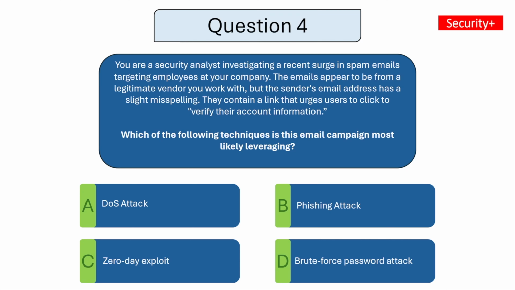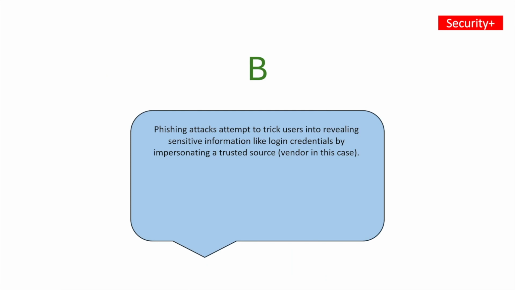Okay, so it's a pretty easy one here. So emails that appear to be legit but have misspelling and a sense of urgency, things like that within the email to click a link or verify their account information is going to be a phishing attack. So I'm going to go with B here. Phishing attacks attempt to trick users into revealing sensitive information like login credentials by impersonating a trusted source, which is the vendor in this case.